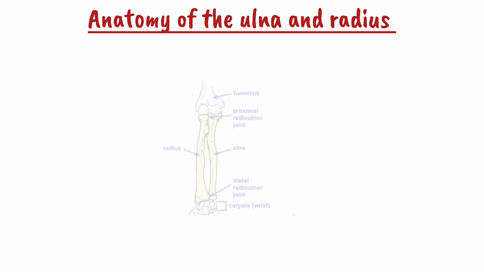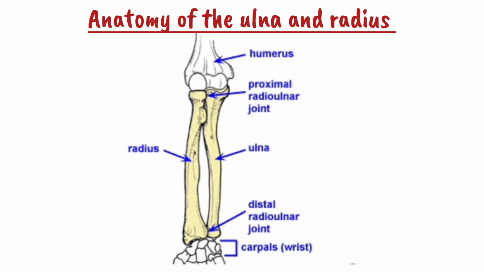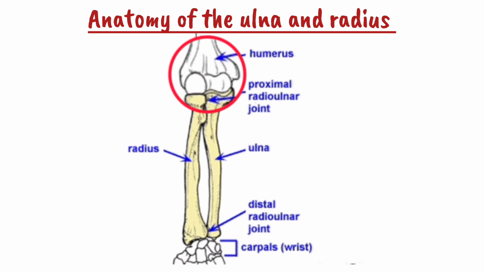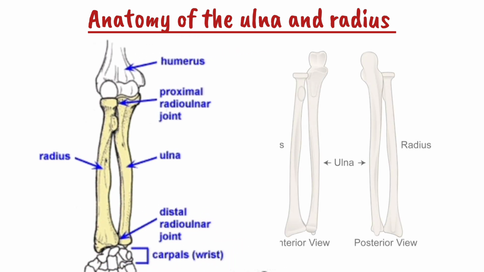The radius and ulna are the two long bones of the forearm. They articulate with the humerus at the elbow joint and with the carpals at the wrist joint. The radius is the lateral bone of the forearm positioned on the thumb side, while the ulna is the medial bone positioned at the side of the pinky. These bones are connected by the interosseous membrane, which stabilizes them and serves as a point of attachment for muscles.